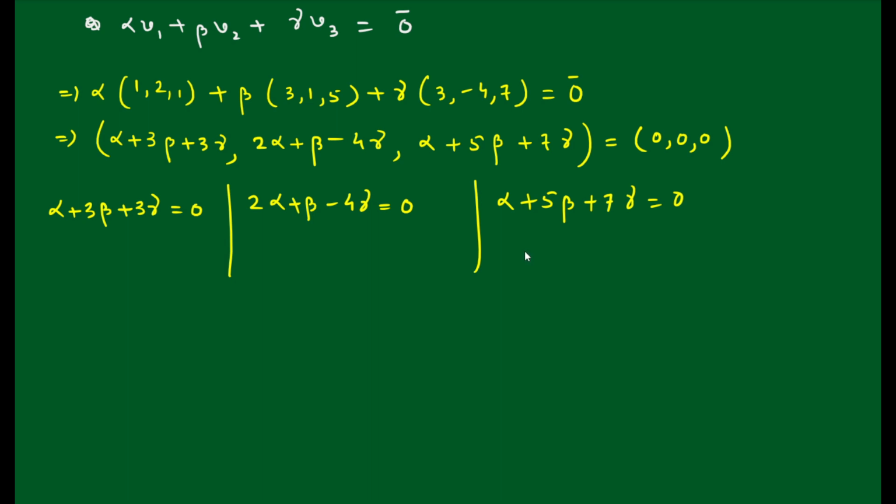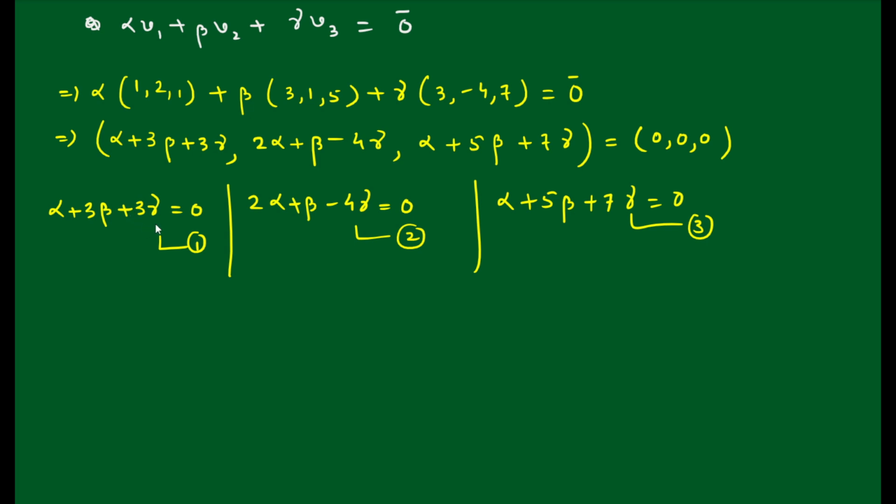Three different equations. Let this be equation number 1, this equation number 2, and this equation number 3. Now we have to solve these 3 equations. After solving, we have to find the value of alpha, beta, and gamma. Now how to solve them? Here we see 3 gamma, here we see 4 gamma. So first let us eliminate gamma from the first 2 equations.